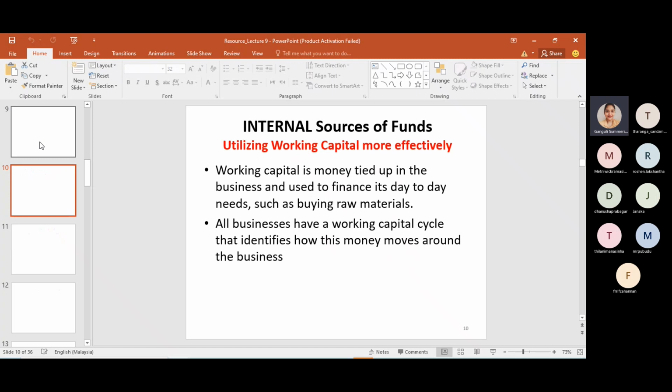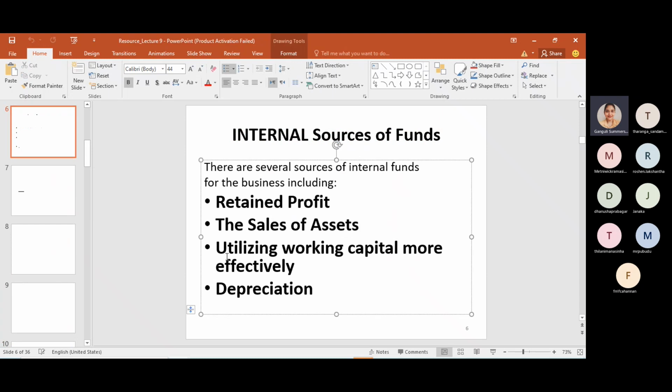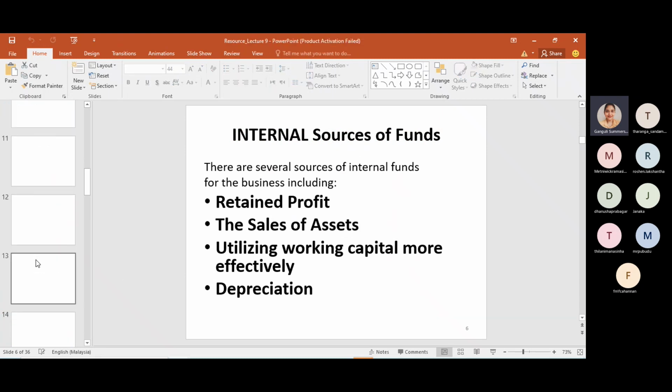And the next internal source is utilizing working capital more effectively. So the third point over here is utilizing working capital more effectively.